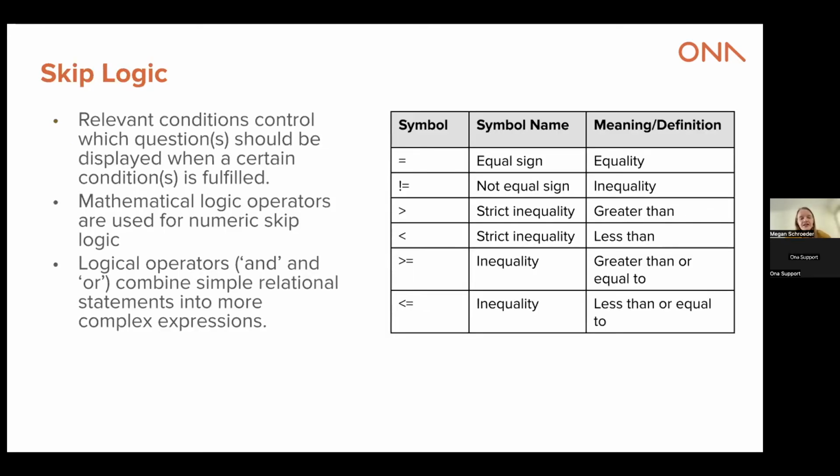The other additional way of using skip logic is using what we call relevant conditions. It utilizes a relevant column where you enter the condition that applies to that question. You can utilize math logic operators, as you see on the screen to the left. And you can also use the logic operators and, or to combine and make more complex expressions, either for skip logic or constraints as well.